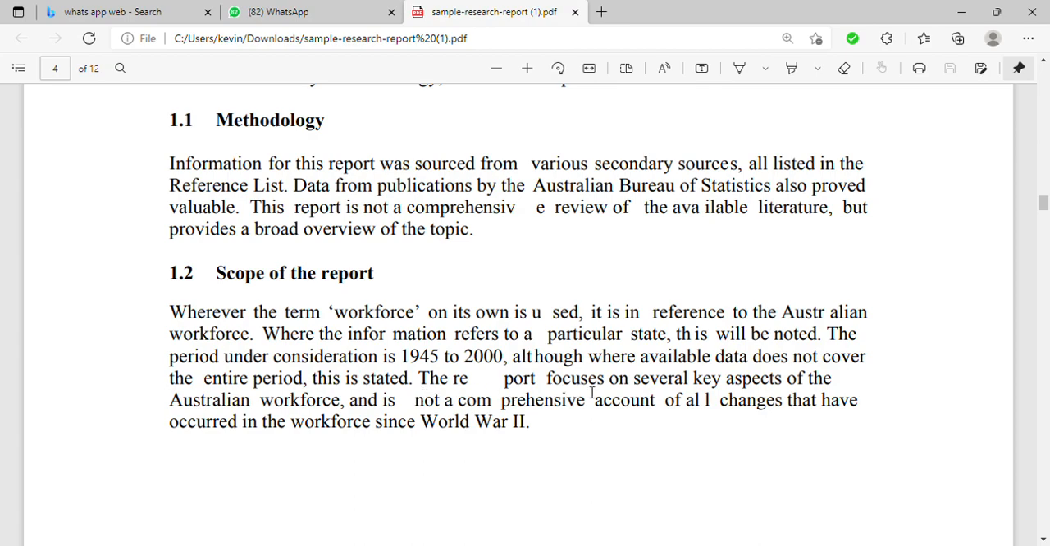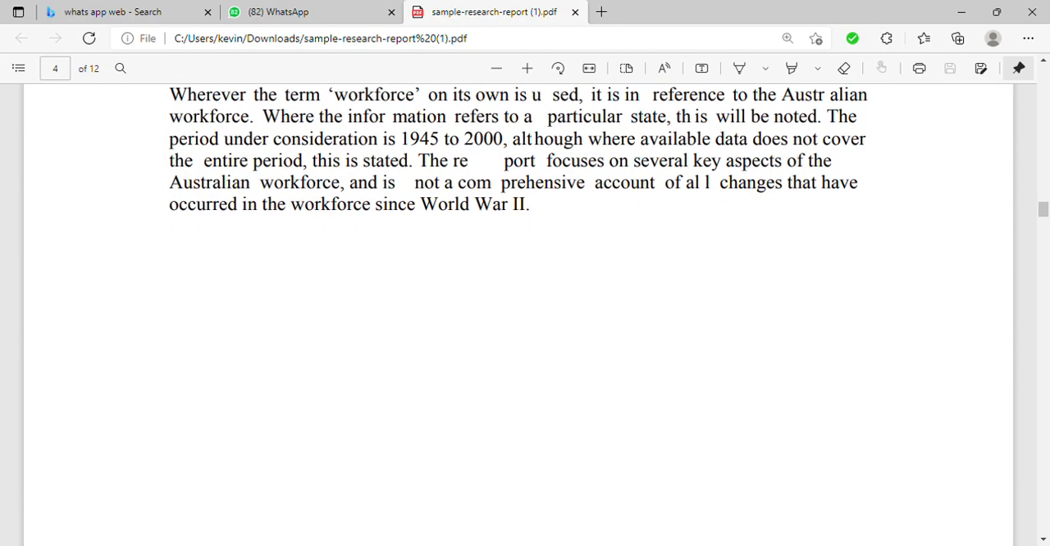The report focuses on several key aspects of the Australian workforce, and is not a comprehensive account of all changes that have occurred in the workforce since World War II. So this is what we call the subject scope. The report focuses on several key aspects of the Australian workforce. So the scope of the report shows the subject scope, the geographical scope, and then the time scope.